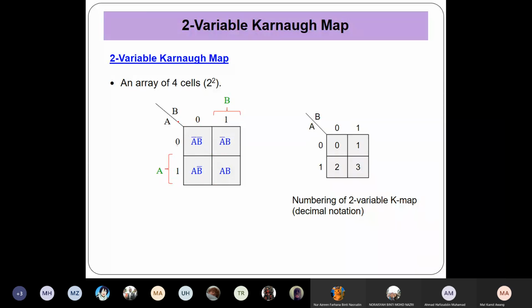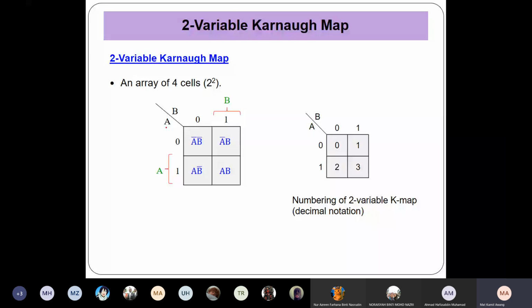Okay. So this is the two variable K-map. This is actually if you number using the decimal notation. This one I rarely use. So basically this is the one. This is a two variable K-map. How do you construct this?